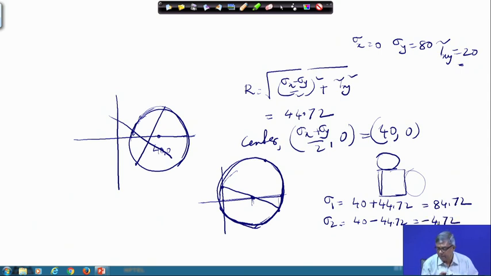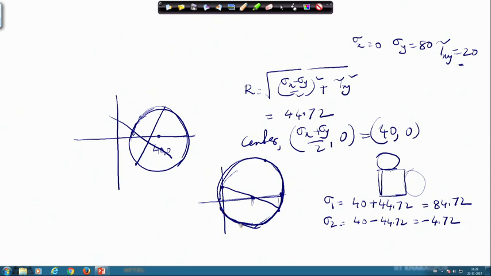I can get this, and if sigma 1 and sigma 2 are found, either I can do this calculation, or I can get them from reading this and reading this, and then now you have to find out the direction.